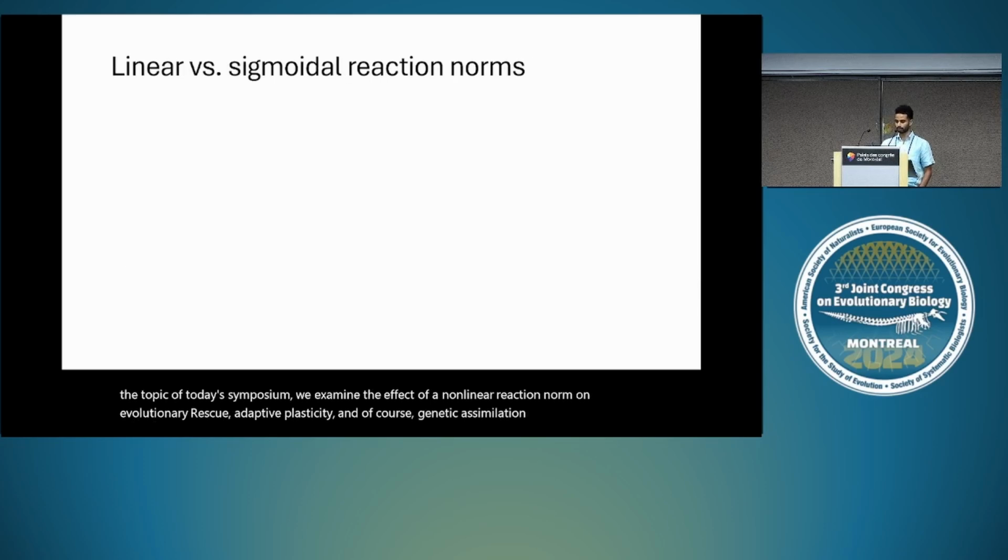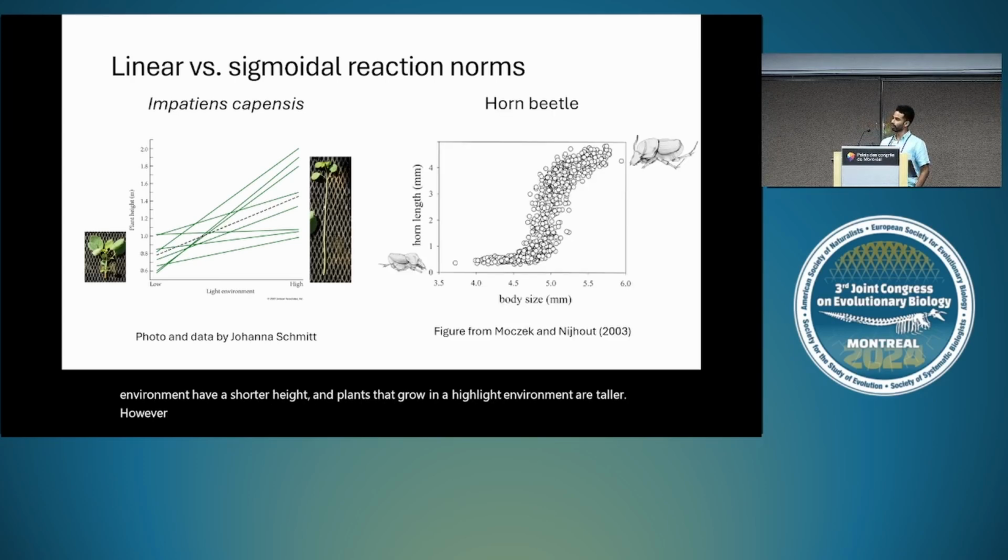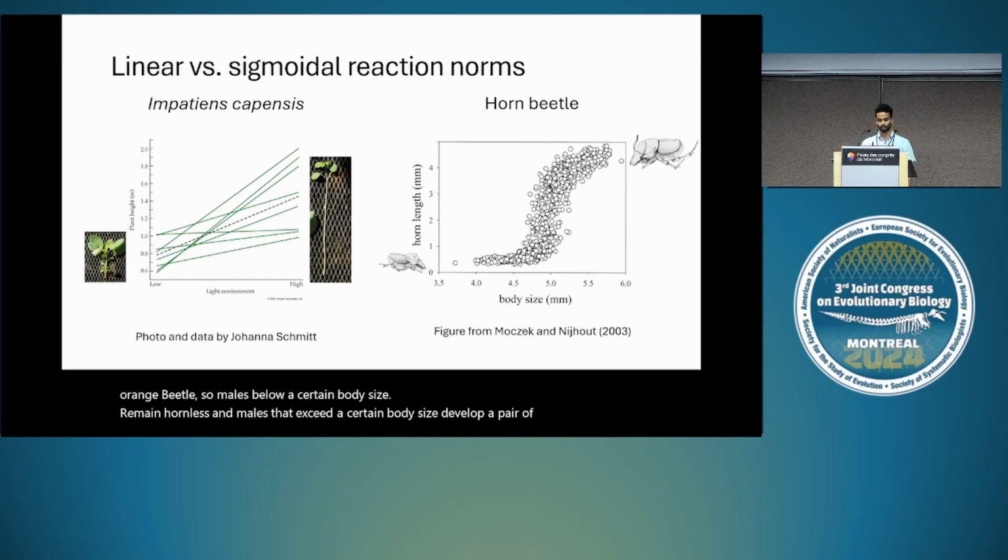So previous models use linear reaction norms as seen in this example from impatiens. So plants that grow in a low light environment have a shorter height, and plants that grow in a high light environment are taller. However, in our model, we use a sigmoidal reaction norm similar to what has been observed in the horned beetle. So males below a certain body size remain hornless, and males that exceed a certain body size develop a pair of long curved horns on their heads.